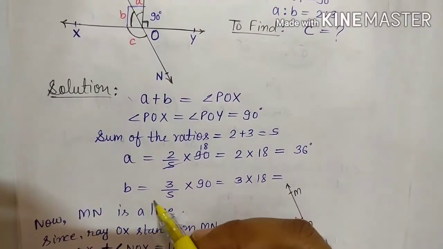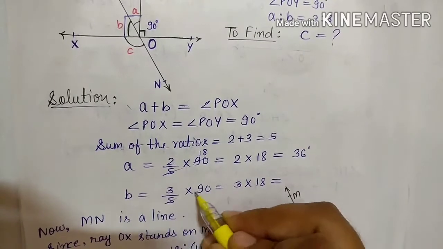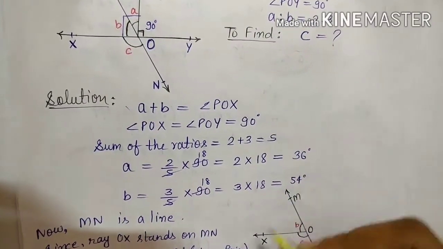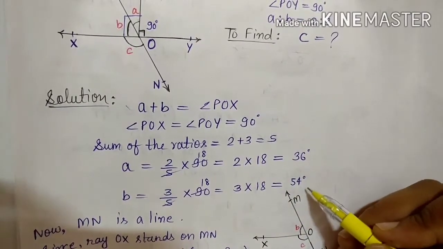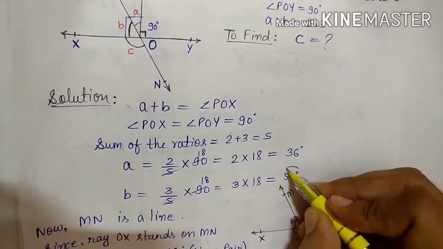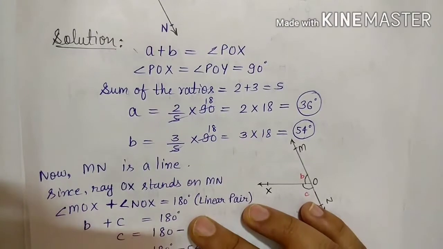So a is 36 degrees. In the same way we can find b, because b's ratio is 3. So 3 upon 5 into 90. Again 5 into 18, and 18 threes are 54 degrees. Now 54 plus 36, if you add, it will come 90 only. 54 plus 6 is 60, 60 plus 30 is 90 only. So a and b come to 36 degrees and 54 degrees, but we have to find the value of c.